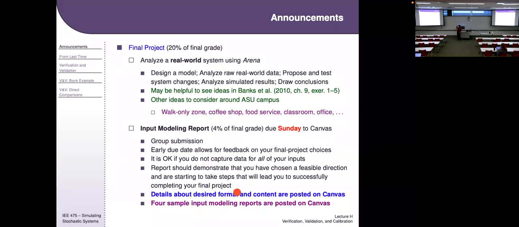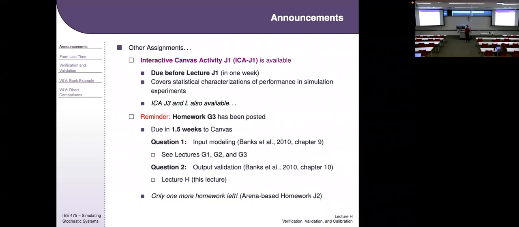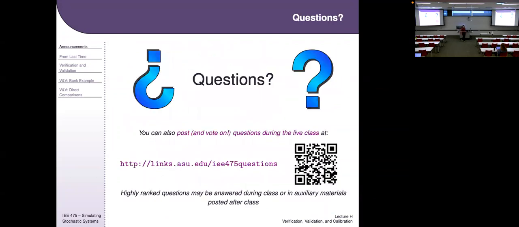Details about the desired format and content are on Canvas, so take a look at that. And I put some sample input modeling reports on Canvas so you can take a look at those too. Okay, other assignments, ICAs, there's this homework that's been posted. Then after that, there's only one more homework. It's an Arena-based homework. So I think that's pretty much it. So any questions about what's due, what's expected?